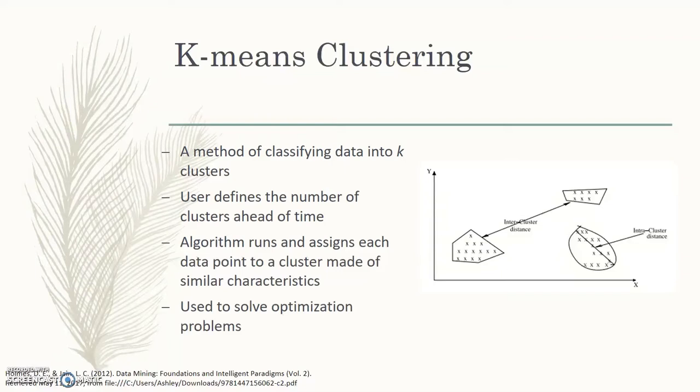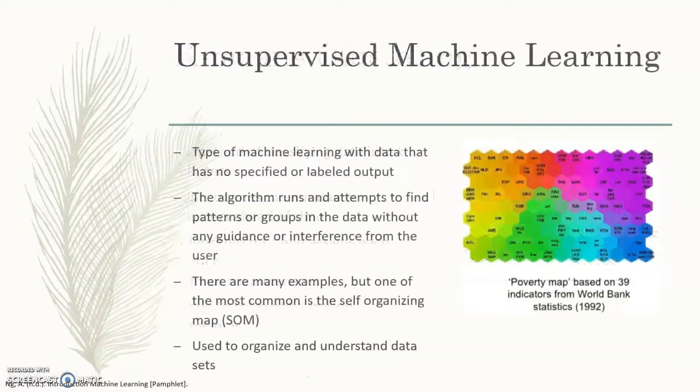It's a method of classifying data into K clusters. So the user defines the number of clusters ahead of time, so like 2 clusters or 3 or 4, it doesn't really matter. And then the algorithm runs and assigns each data point to a cluster made of similar characteristics. And this method is usually used to solve optimization problems.